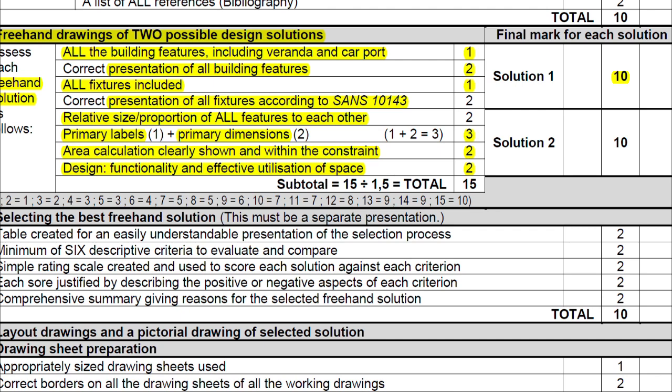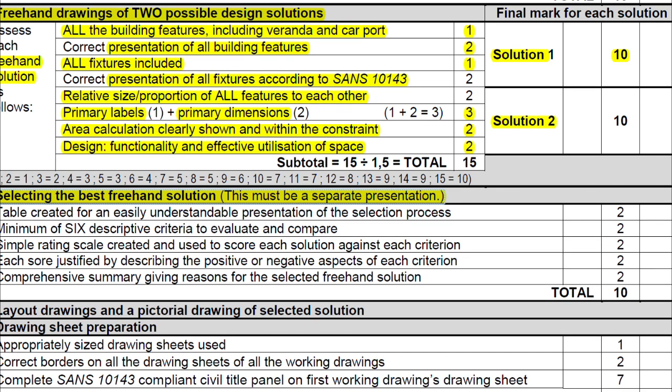Then, how to select the best freehand solution. This must be a separate presentation. In other words, it's a third page. So each one of these is page 1, page 2, and then page number 3. Do you have a table that is easily understandable and presents your selection process? Yes, 2 out of 2. Do you have a minimum of 6 descriptive criteria to evaluate? Yes, minimum, people. So ideally, you would like to have more than 6. You don't just want to do the minimum here. You want 10 out of 10, so maybe have 7 or 8 criteria.